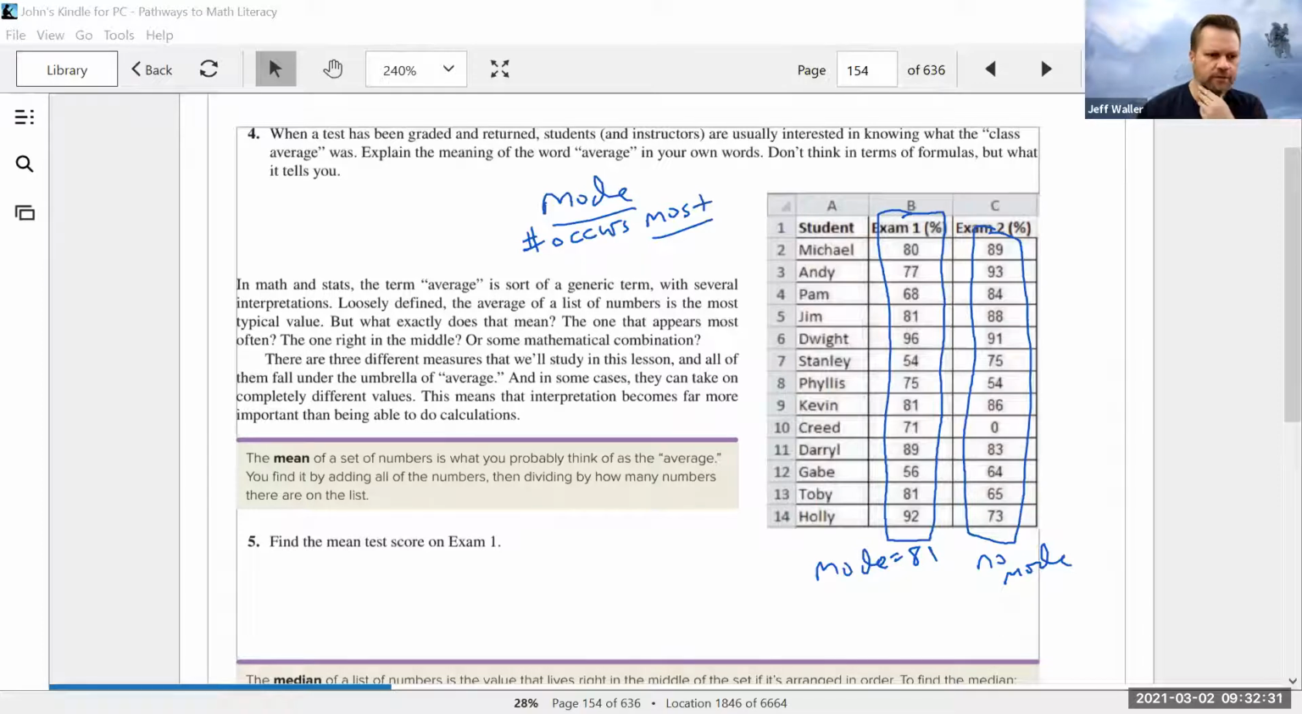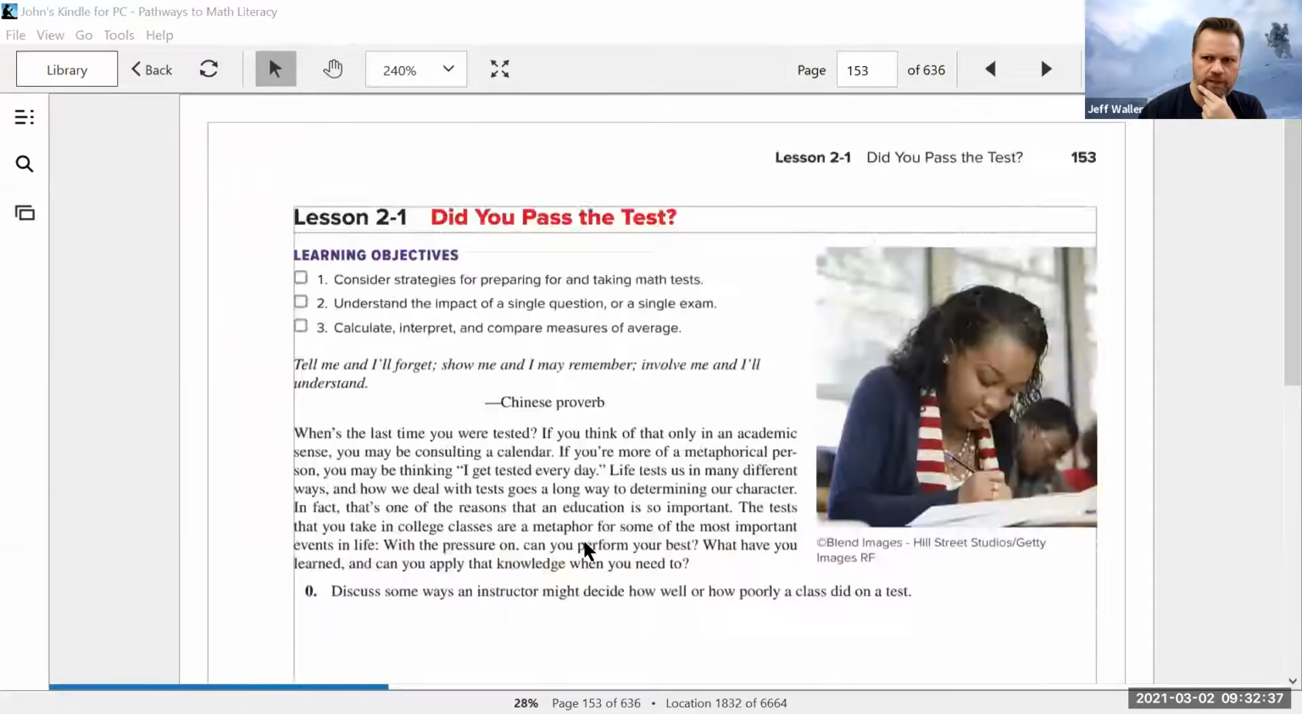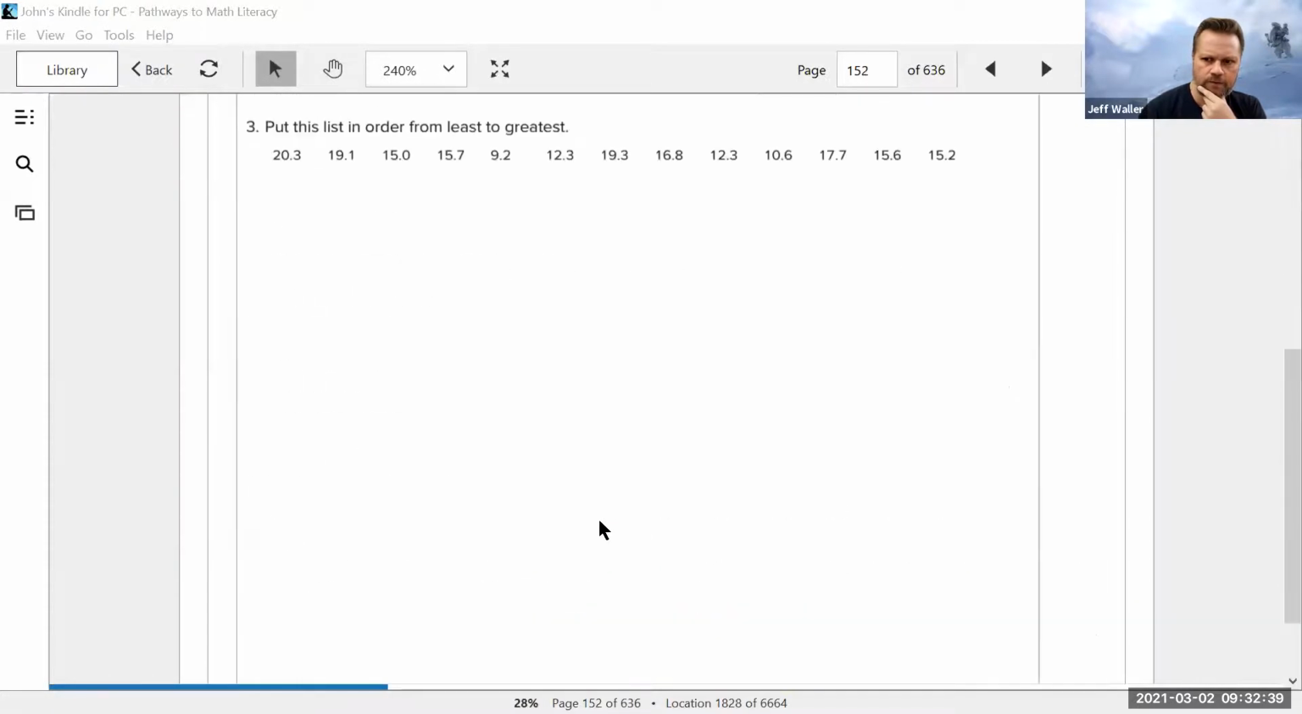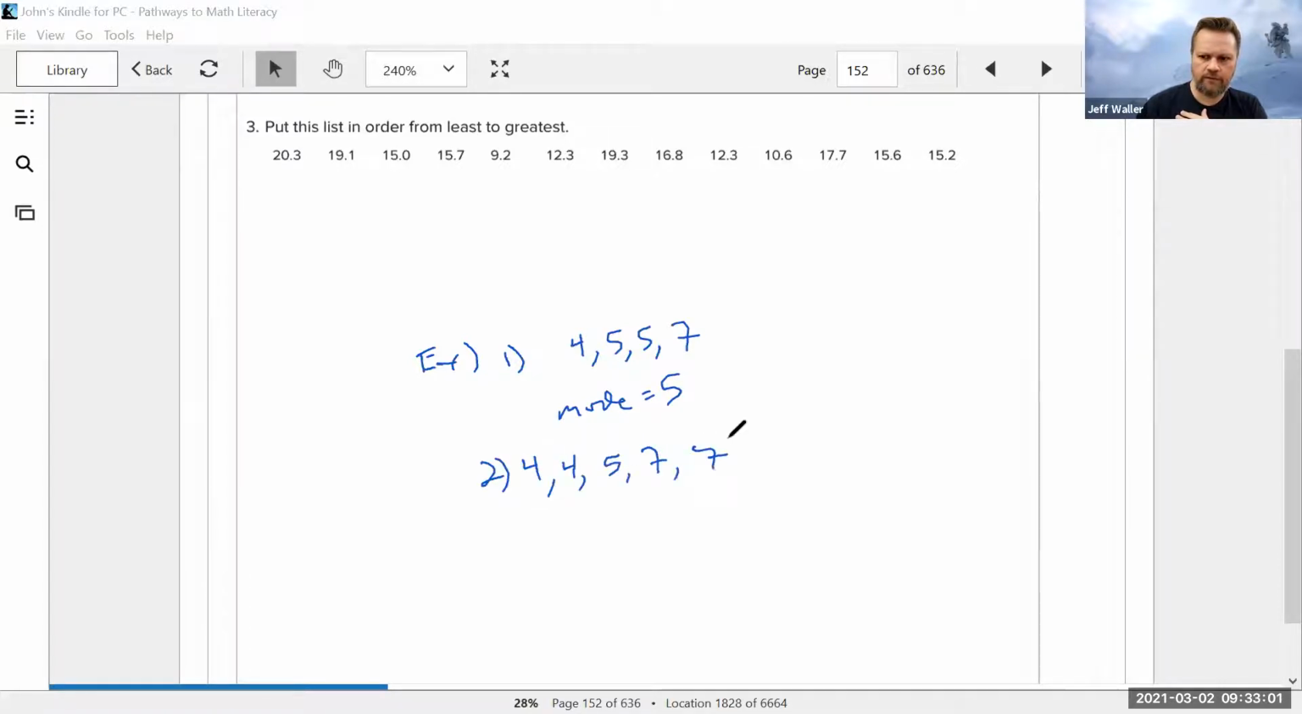So let's do a couple more examples. All right. I'm going to clear this away. Let me go back up to my empty space here. So what would the mode be here? Example 1: 4, 5, 5, 7. Obviously the mode is 5. Okay. What about 4, 4, 5, 7, 7? What's the mode? 4 and 7. I love it. 4 and 7. This is what we call bimodal.